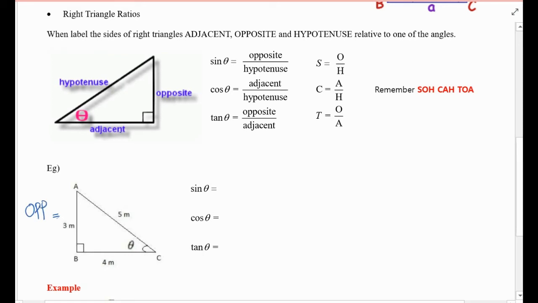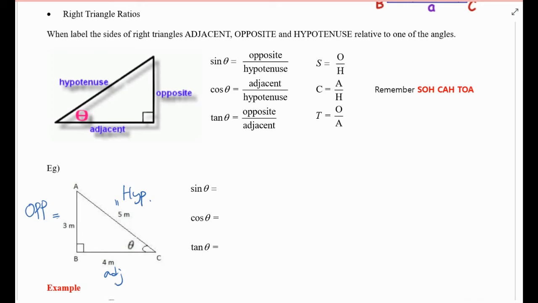Opposite side. So this is the opposite side. And this side is facing the right angle, and this is the longest side, so we call it hypotenuse. And look at this. This is adjacent. This is attached to the angle theta, so we call it adjacent. Okay? So this is how you name each side. Does everyone understand this?